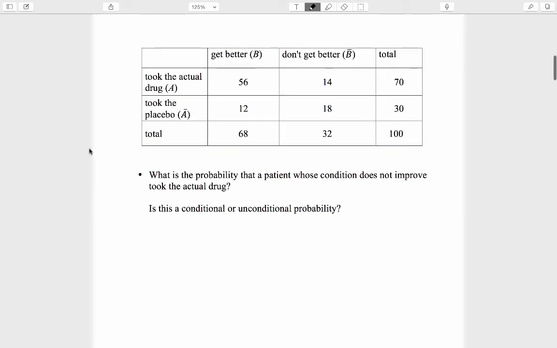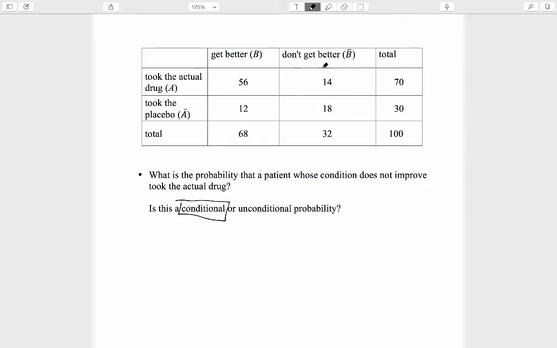What is the probability that a patient whose condition does not improve took the actual drug? Is this a conditional or unconditional probability? This is a conditional probability. We are focusing on patients whose condition does not improve.